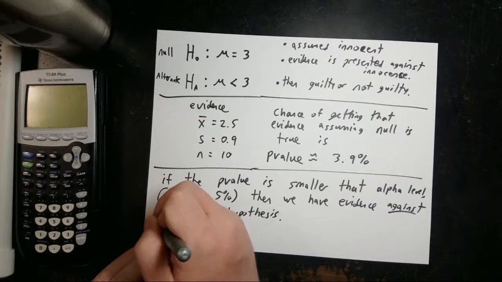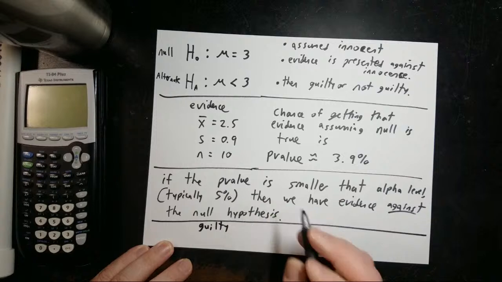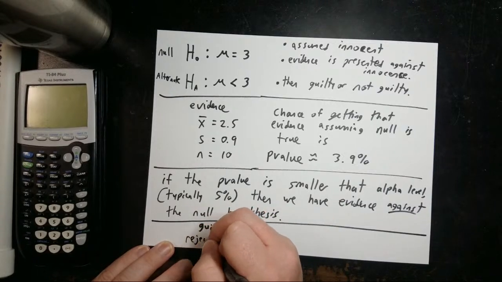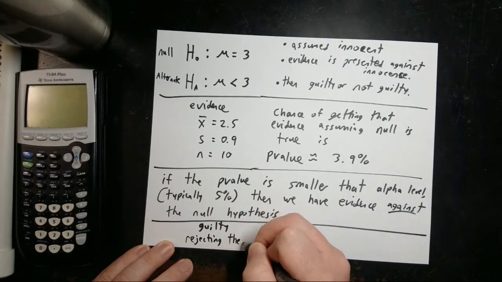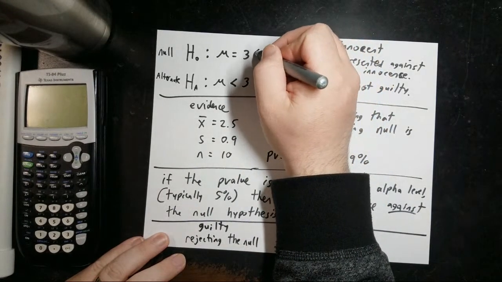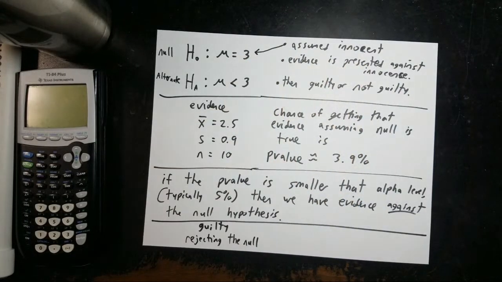Now, in the same sense of guilty or not guilty, guilty would be what we call rejecting the null, or rejecting the innocence of the problem, or the innocence of nothing happening. By the way, you see assumed innocence, that's what the null hypothesis is. And if you reject the null, if you proclaim it guilty, then you have evidence against the null hypothesis.